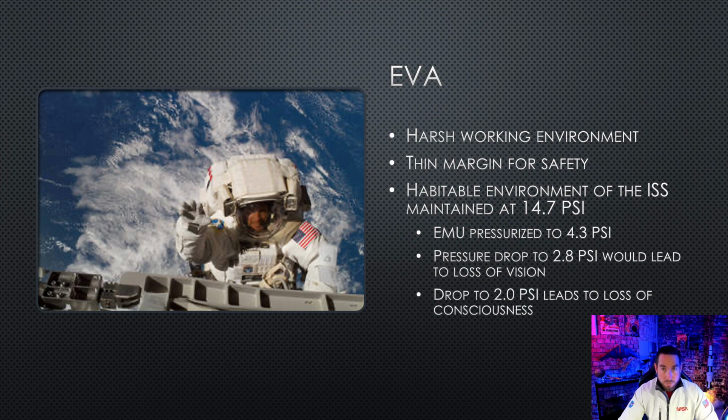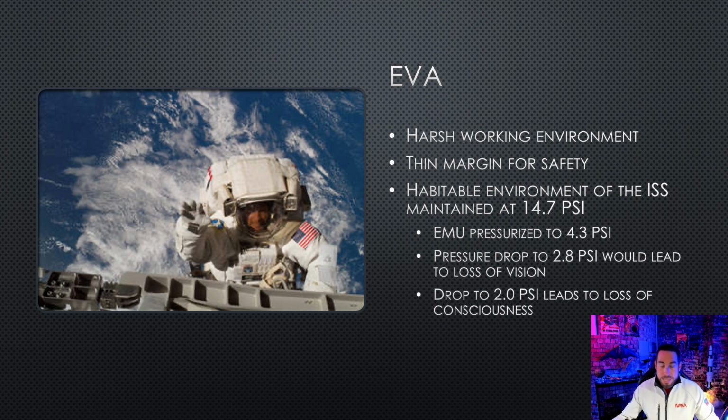When astronauts go out and perform an EVA, saying it's a harsh working environment is probably an understatement. The lack of atmosphere is actively trying to kill them at every moment. There's a very thin margin for safety with an EVA. When they're in the ISS, the atmosphere is maintained at 14.7 psi. When they get into the EMU, it's pressurized at 4.3 psi, which is significantly lower than on the ISS outside of their spacesuit.